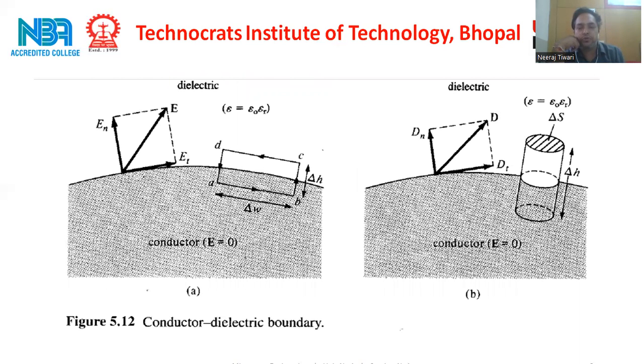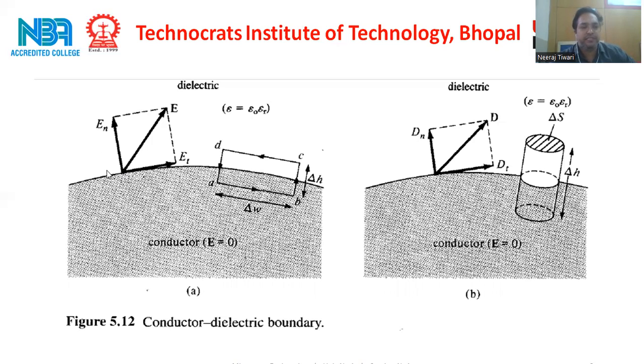So how will we determine the boundary conditions for conducting and dielectric medium? You can see it in this diagram. In this diagram, we will use the closed line integral of E dot dl equals 0, as I told you in the previous class, which is basically Maxwell's first equation. So we have to apply Maxwell's first equation here.